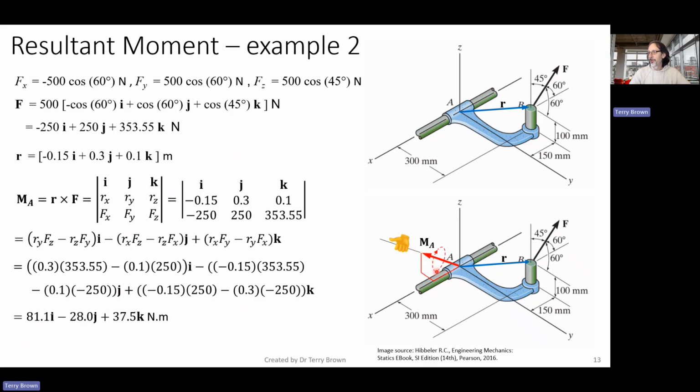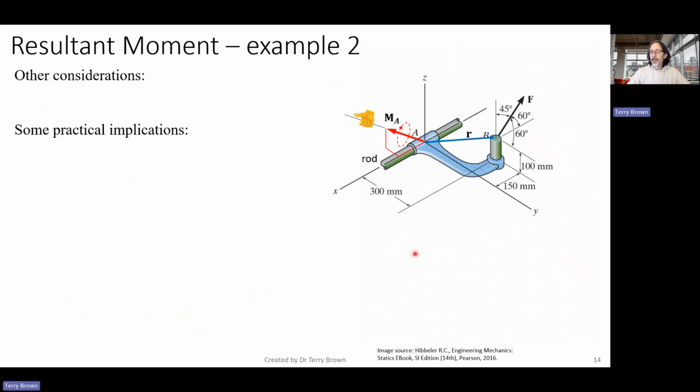So that's our direction of rotation. Hopefully that's starting to make a bit more sense, right? And we're starting to get a feel for it, okay, I can understand what this means now. But let's have a look at some other things here. Some other considerations, right?